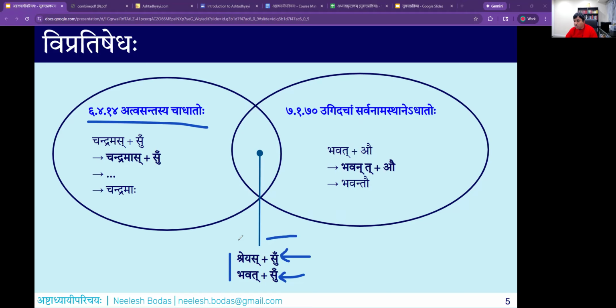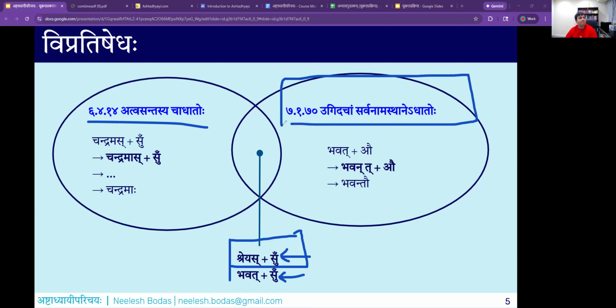Now, out of these two, we saw that in case of Shreyas plus Su, if we use the normal Vipratishedhe Param Karyam, because right over here, when there is a Vipratishedha, we should be using Vipratishedhe Param Karyam, which means we should be using Ugidacham Sarvanamasthane Adhatoho. And we actually saw that in case of Shreyas plus Su, on the previous slide, if we choose Ugidacham Sarvanamasthane Adhatoho over Atvasantasya cha dhatoho, we can get the same correct form Shreyan by applying Sanyogasya in the next step. Therefore, so far so good, nothing is problematic.